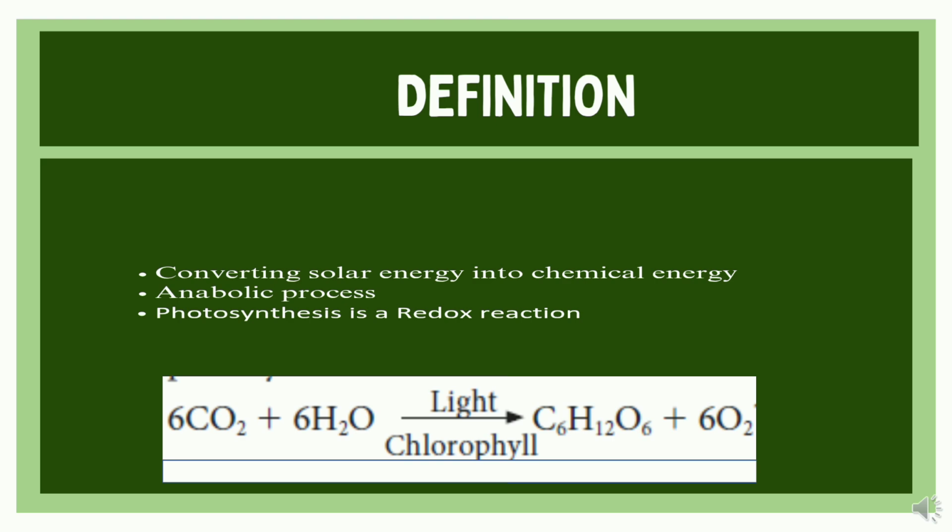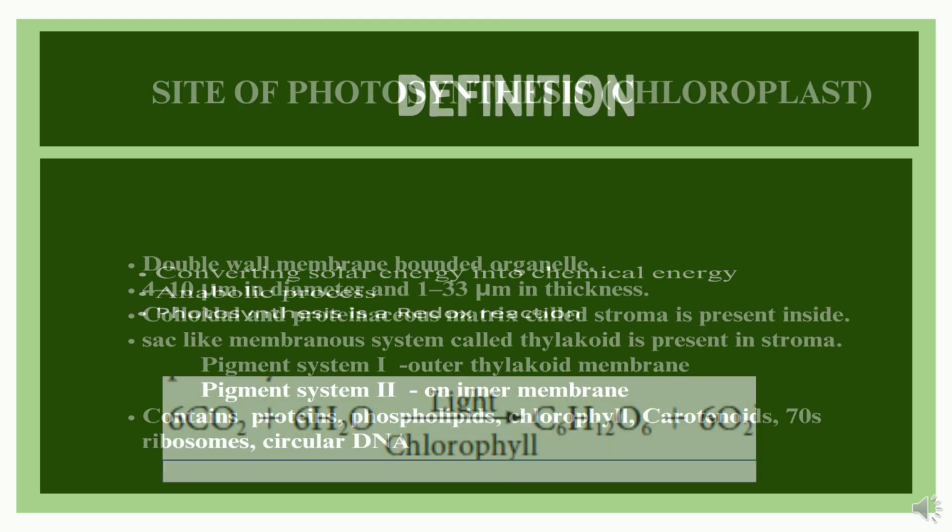Photosynthesis is a redox reaction in which both oxidation and reduction reactions take place simultaneously. In the oxidation reaction, water is oxidized into oxygen, whereas in the reduction reaction, carbon dioxide is reduced into carbohydrates. So the given reaction is the photosynthesis reaction.